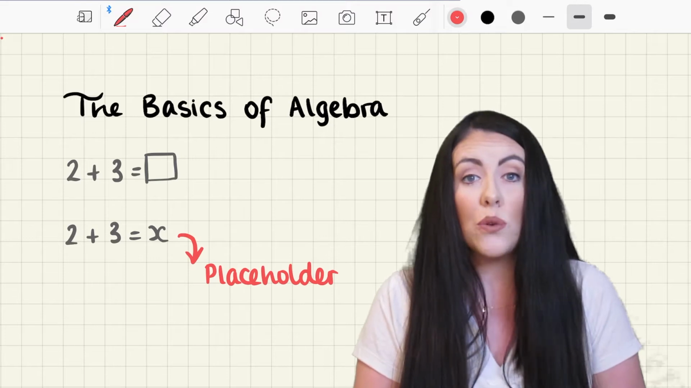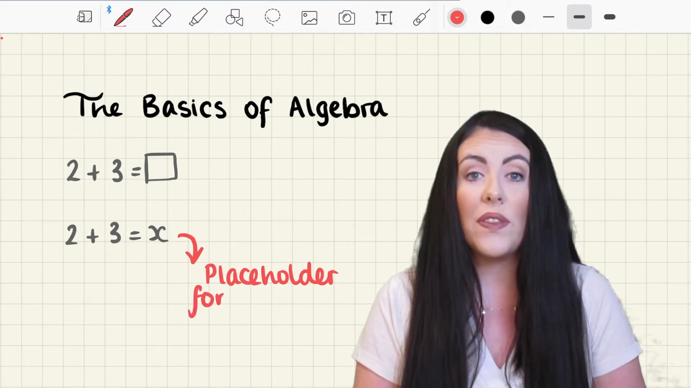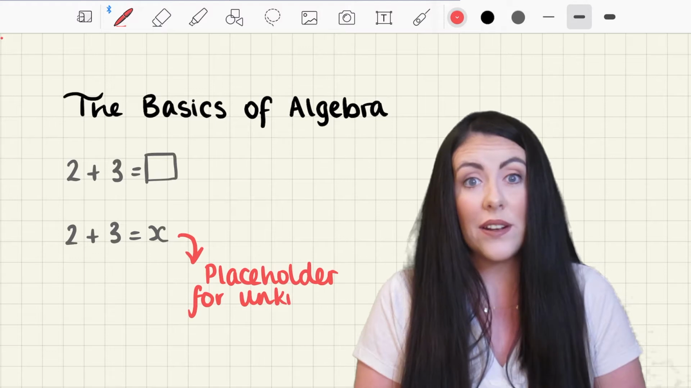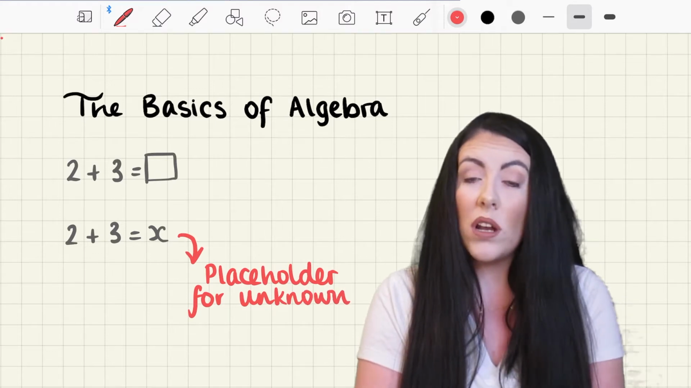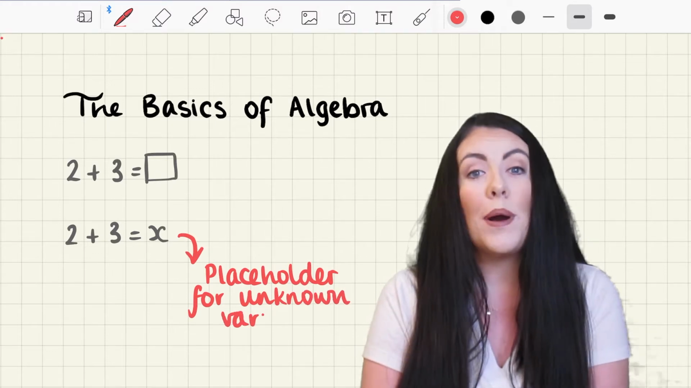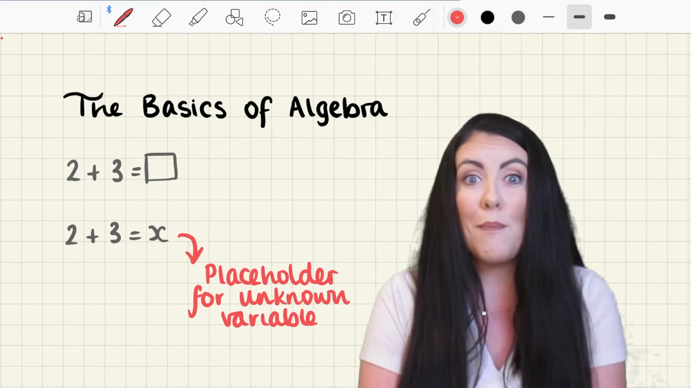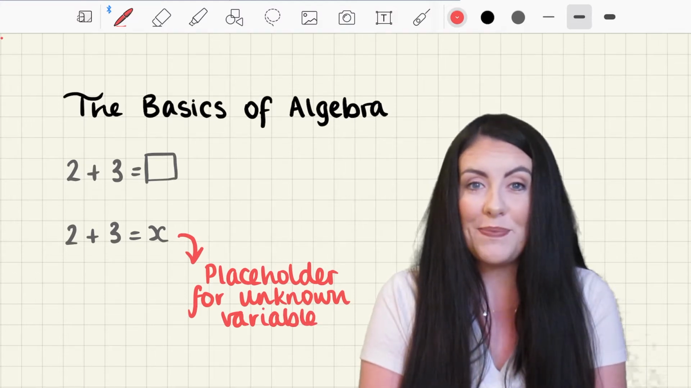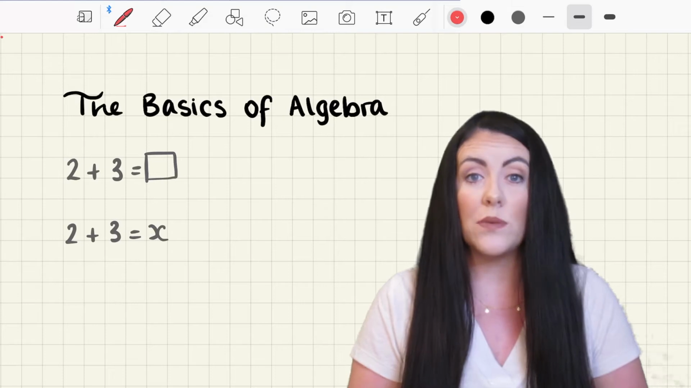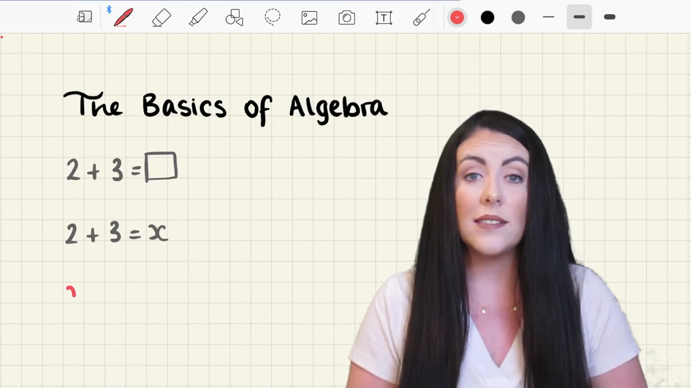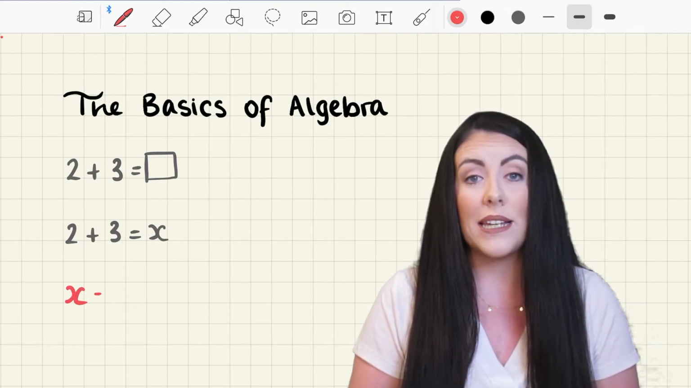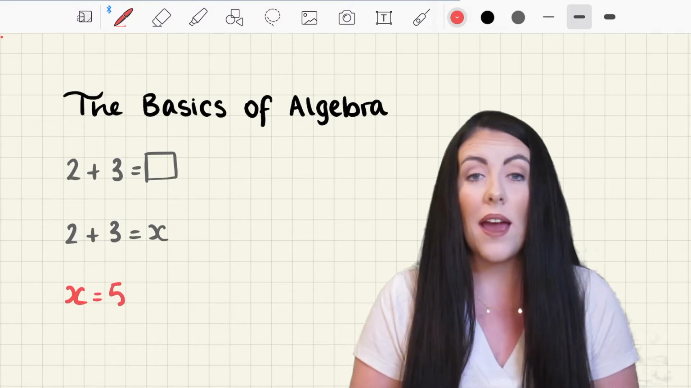With algebra, your task is always to figure out what the unknown variables are, so the letters. In this one, we've only got one unknown variable to figure out, but soon you'll be doing equations where you've got many unknown variables to work out. Again, this one's quite simple because we know that 2 add 3 equals x, and we know that x represents one number, so therefore x must be 5.